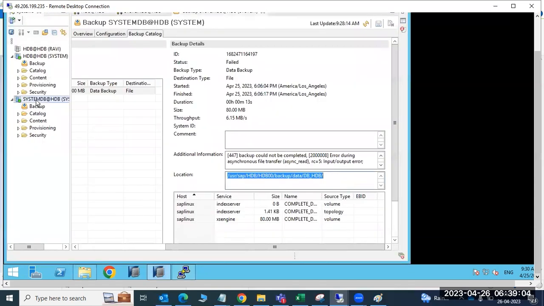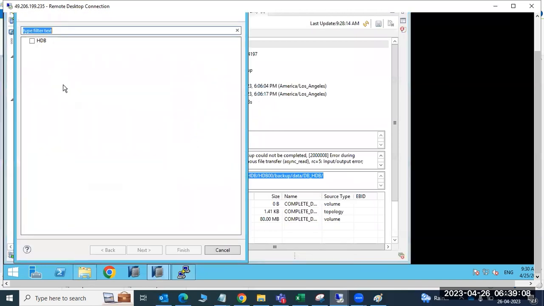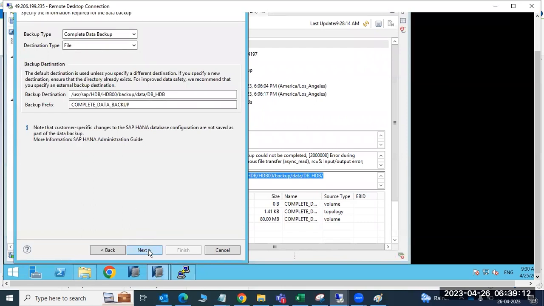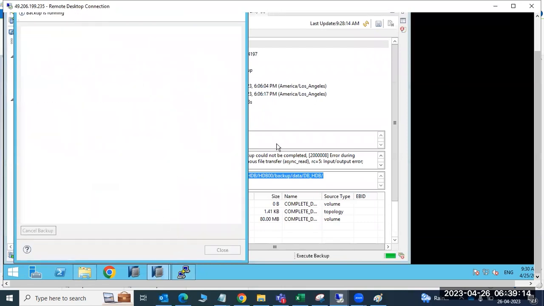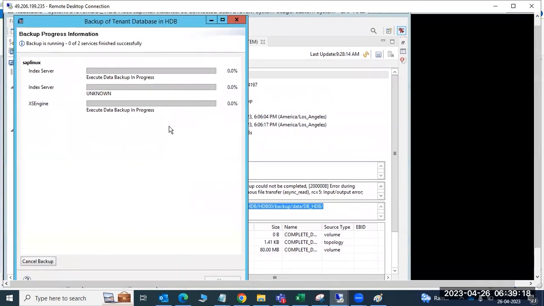Now let's retry one more time, taking the backup of the tenant database. So let's see whether it will succeed this time or fail.